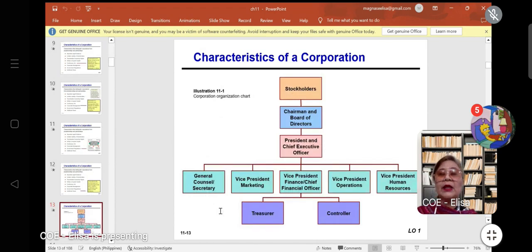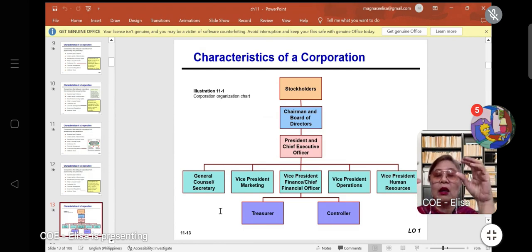So this is a typical org chart of a corporation. At the top of the org chart, you have the stockholders. The stockholders are the owners, no? Generally. But among the stockholders, they have to elect the chairman and the board of directors. Normally, ang chairman is katong pinaka-highest nga number of shares. Mao na siya ang ma-elect as chairman.